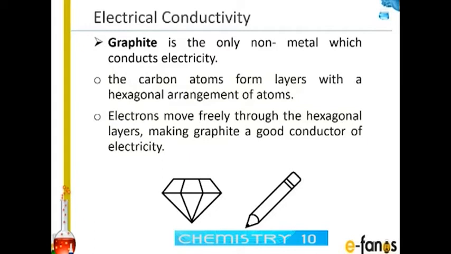Now, in the earlier slide, we mentioned diamonds as an insulator. And if you remember from previous lessons, both diamonds and graphite are made from carbon. So we can look into this a little bit more to see why diamonds are an insulator and graphite is a conductor.